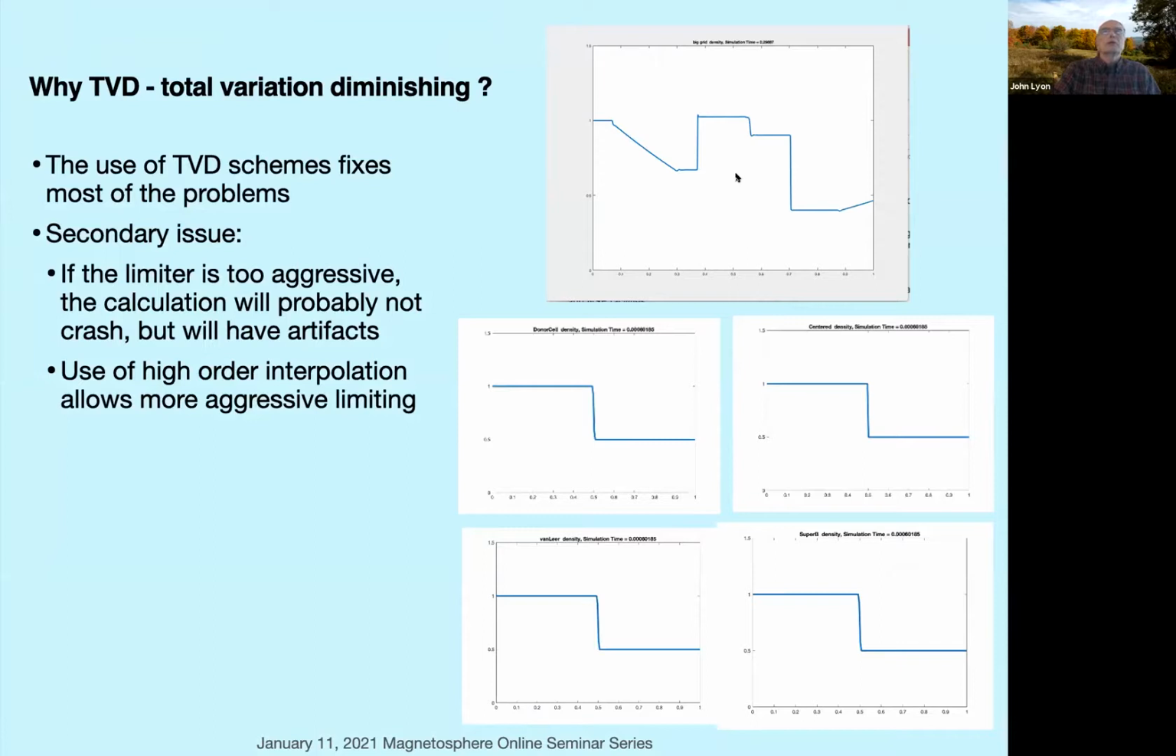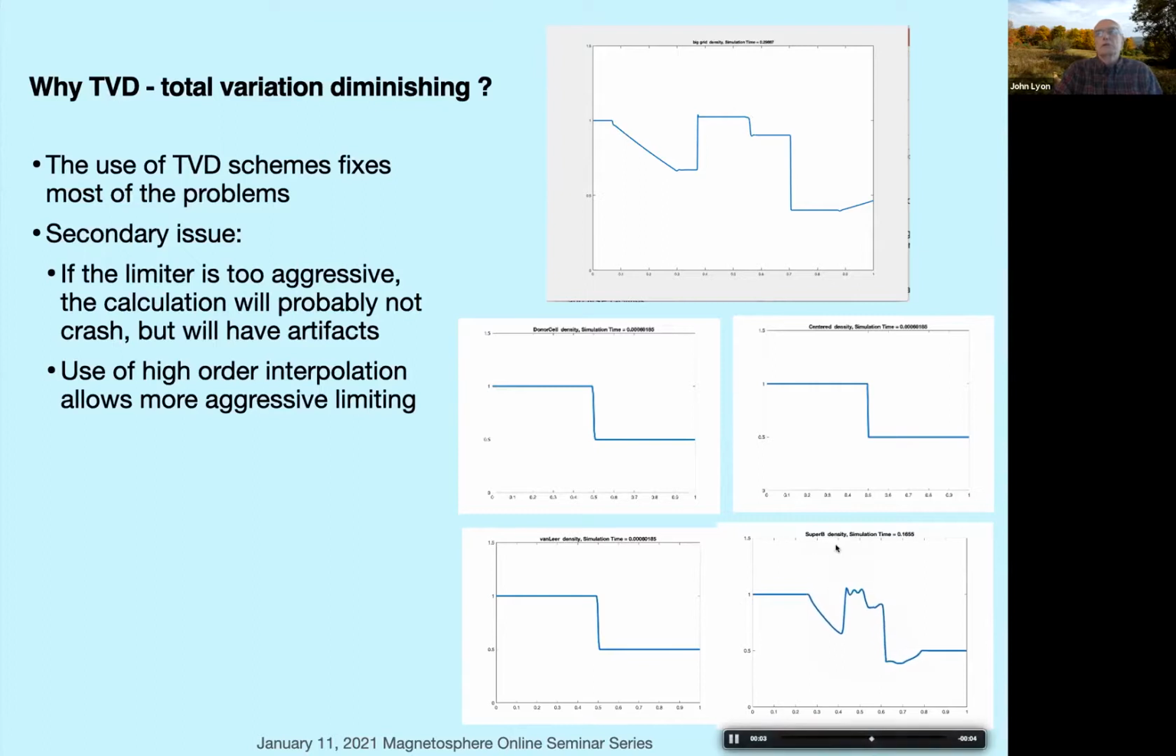Up above is something over 2,000 cells, which is the actual solution, sort of. There are a couple of artifacts here and here, but other than that, you can see there's a rarefaction fan, a shock, constant pressure, a contact surface, another shock, and then a rarefaction fan over there.